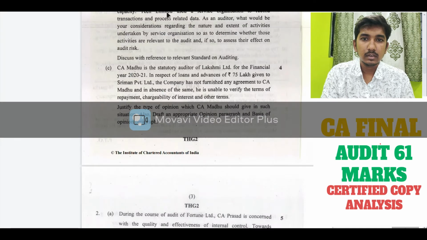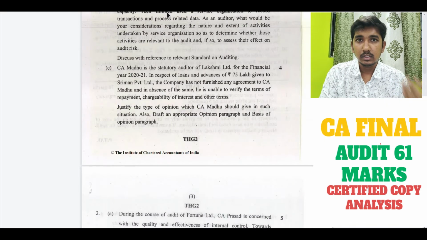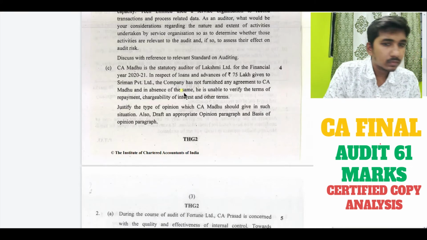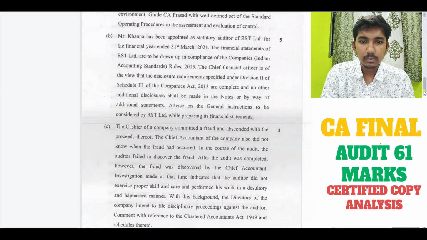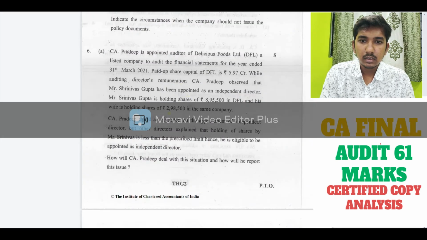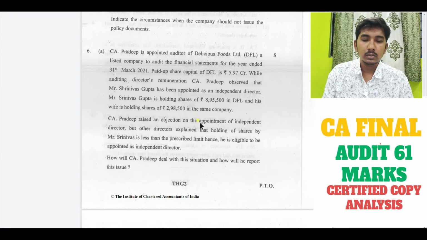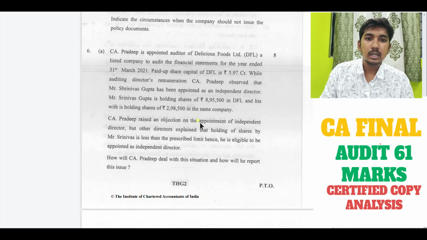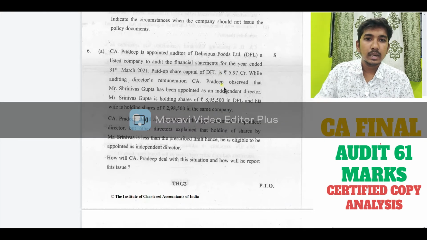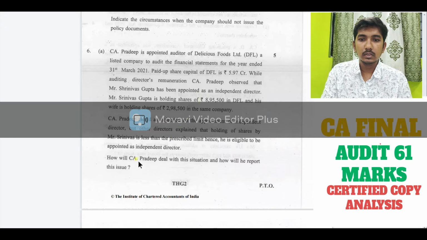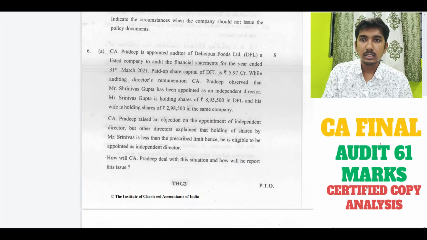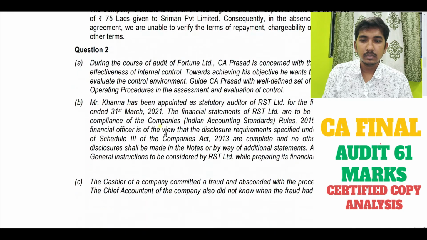So let us check one more question where I have been allotted 0 marks. The question is 6A. Let us read question number 6A. The question is on LODR regulations, from the corporate governance report, and it is on disqualification of an independent auditor. There is a clause that if the independent auditor and his relatives hold greater than 2% of the total share capital of the company, then he should not be appointed as independent auditor. The question also asks how CA Pradeep will deal with this situation and how he will report this issue. So let us check the suggested answer and how it has been given.